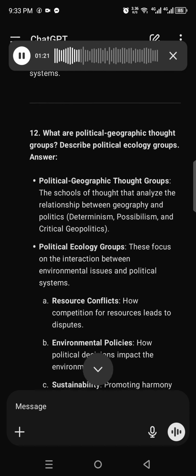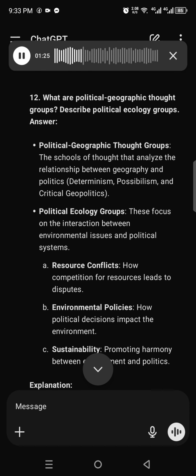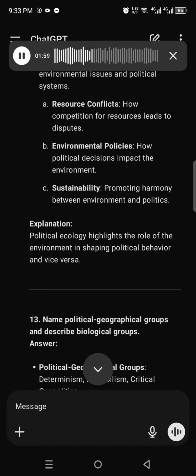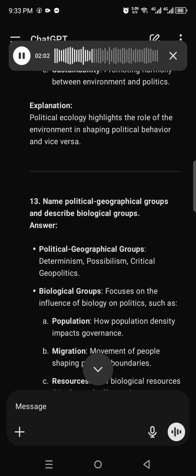12. What are political geographic thought groups? Describe political ecology groups. Answer. Political geographic thought groups. The schools of thought that analyze the relationship between geography and politics: determinism, possibilism, and critical geopolitics. Political ecology groups. These focus on the interaction between environmental issues and political systems. 1. Resource conflicts. How competition for resources leads to disputes. 2. Environmental policies. How political decisions impact the environment. 3. Sustainability. Promoting harmony between environment and politics. Explanation. Political ecology highlights the role of the environment in shaping political behavior and vice versa.